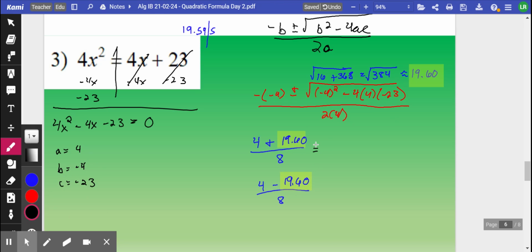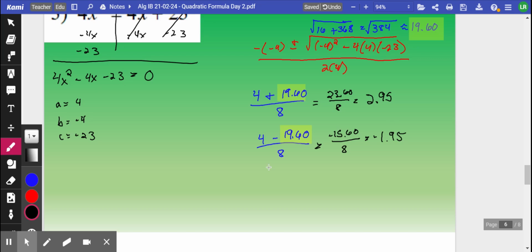Add those up. 4 plus 19.60 is 23.60, divided by 8. And I get 2.95. Now, that is a rounded answer. The other one, 4 minus 19.60 is negative 15.60, divided by 8. And I get negative 1.95. So my two answers here are 2.95 and negative 1.95.